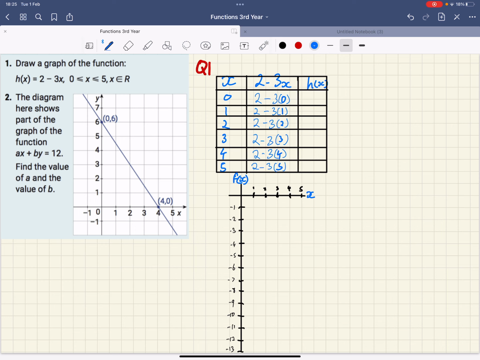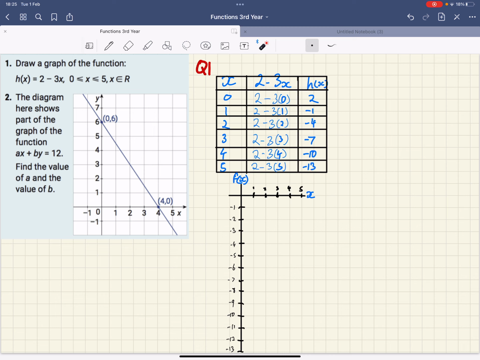If you do the maths on this, 2 minus 0, that's 2. 2 minus 3, that's minus 1. 2 minus 6, that's minus 4. 2 minus 9, that's minus 7. 2 minus 12 is minus 10. And 2 minus 15 is minus 13. So as you can see, the y values go as high as 2 and go as low as minus 13.